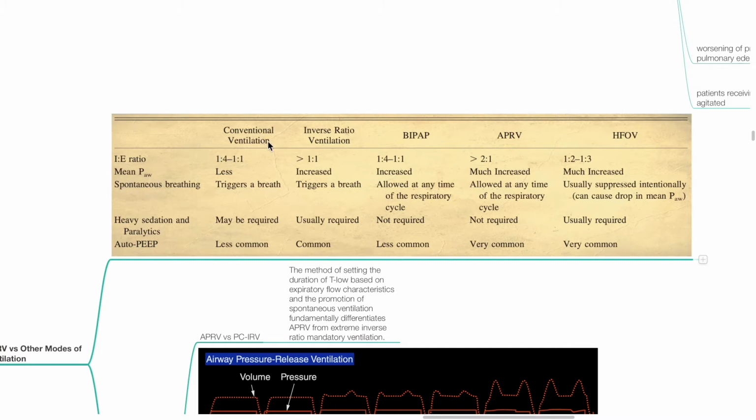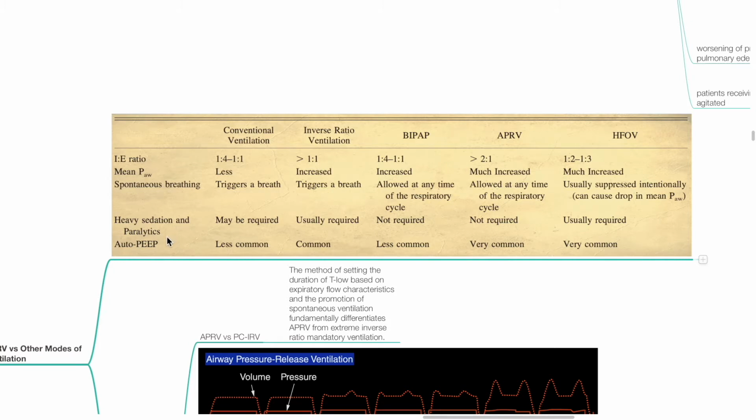For mean airway pressure, conventional ventilation is less, IRV is increased, BiPAP is increased, APRV is much increased, and HFOV is much increased. For spontaneous breathing, in conventional ventilation, it triggers a breath. For IRV, it triggers a breath. For BiPAP, spontaneous breathing is allowed at any time of the respiratory cycle. For APRV, spontaneous breathing is allowed at any time of the respiratory cycle as well. For HFOV, spontaneous breathing is usually suppressed intentionally, as this can cause a drop in mean airway pressure.